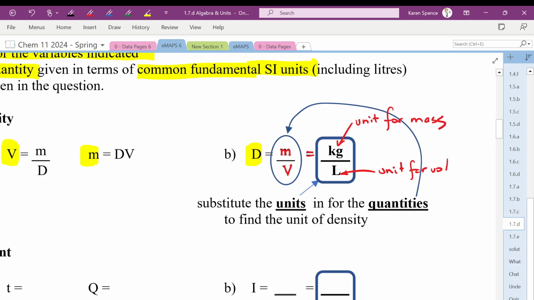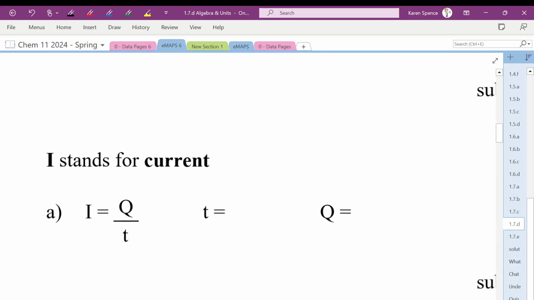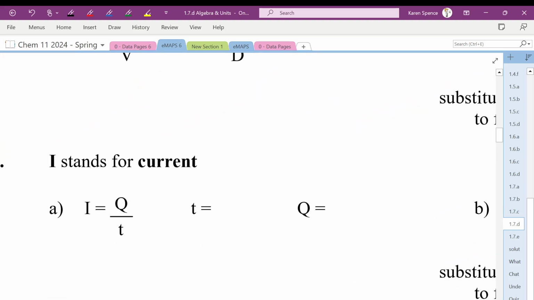So let's try another one. Okay, we have I is equal to Q over T. Could you please solve for T? Go. Show your partner.